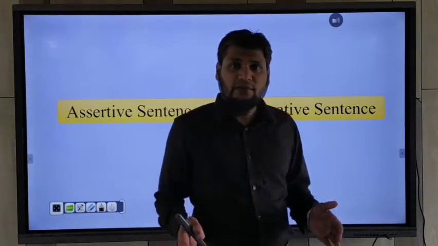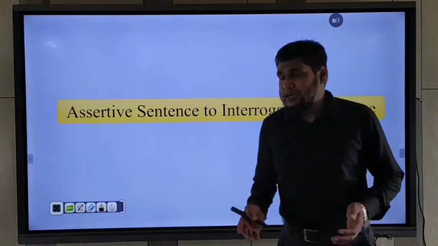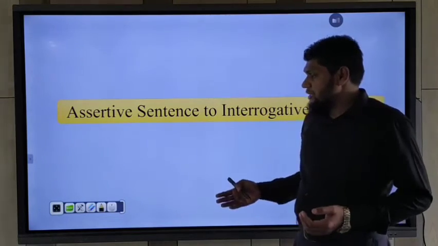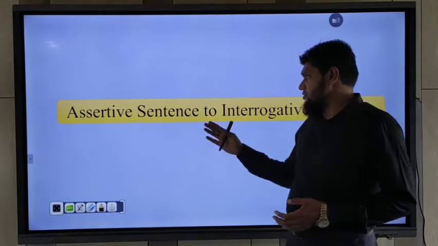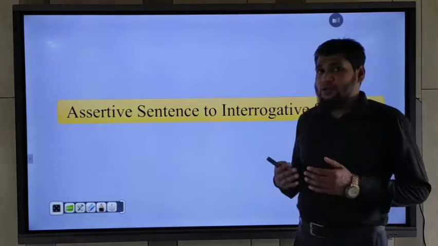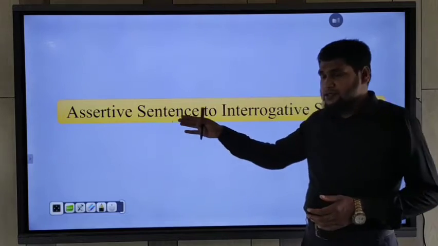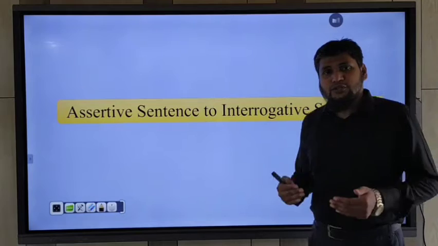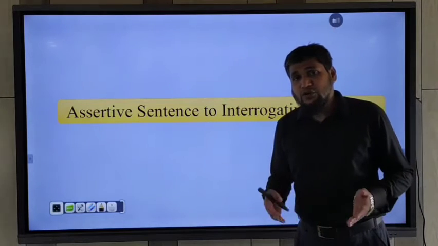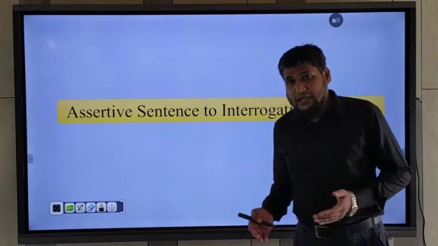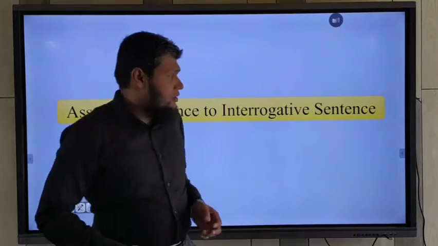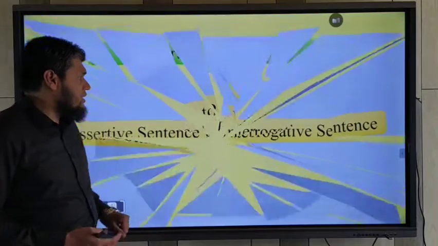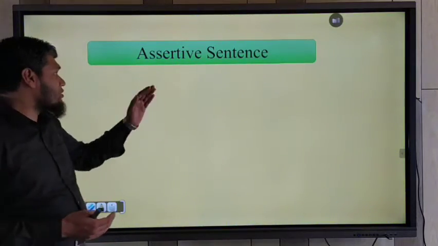Before starting transformation of assertive to interrogative, we need to understand the assertive sentence and the interrogative sentence. So we will transform assertive sentences to interrogative sentences. You should practice with me and continue with me in the class. Before changing the sentence, you need to understand the assertive sentence.